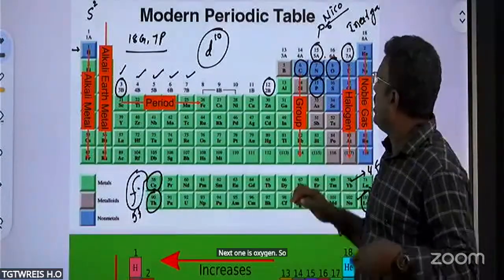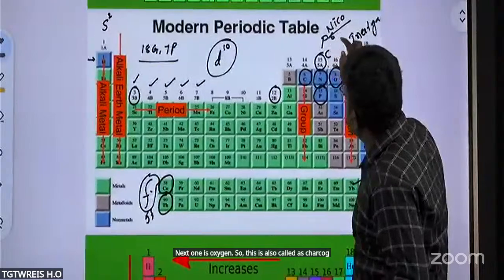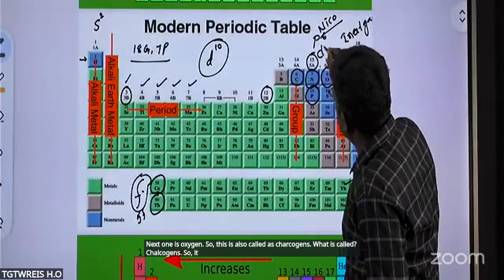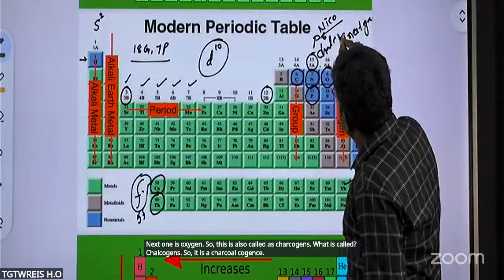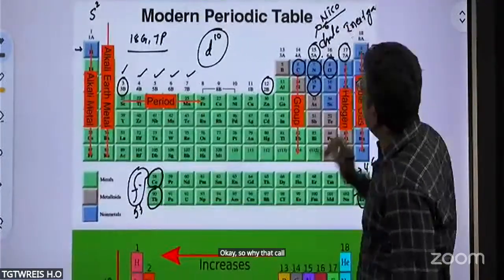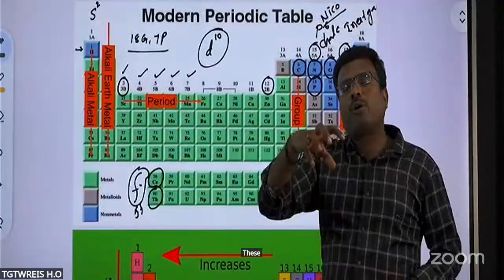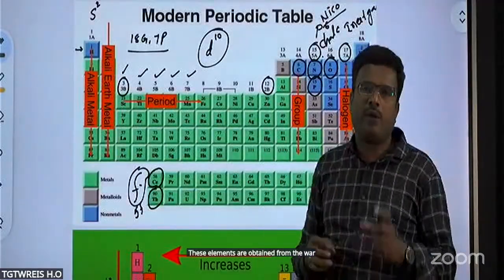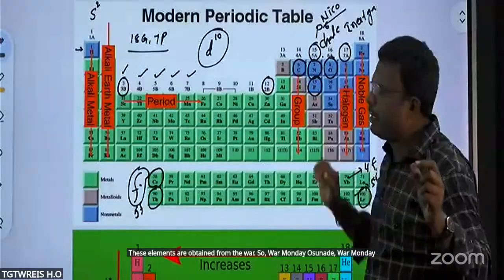The next one is oxygen, also called chalcogens. So why is it called chalcogens? These elements are obtained from the ore. Since they come from ore, they are named chalcogens.